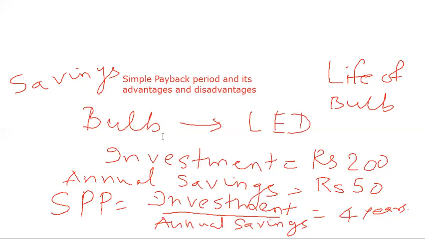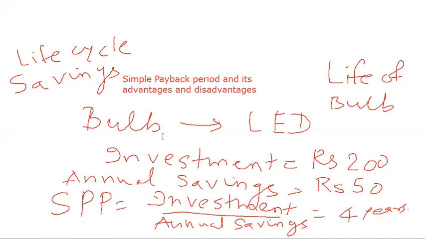That is called life cycle costing. So the disadvantage is that you are not considering life cycle savings, or we are not using life cycle analysis for calculating the simple payback period. And this is a very important disadvantage. The second disadvantage is that it does not consider what is called the time value of money.